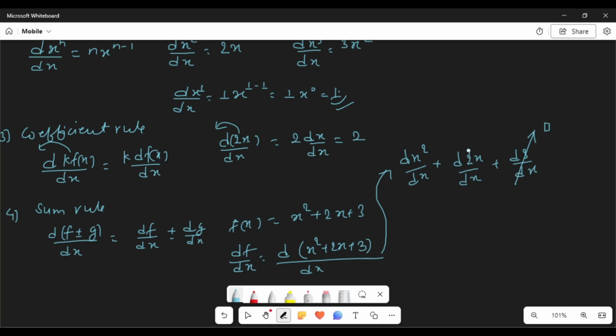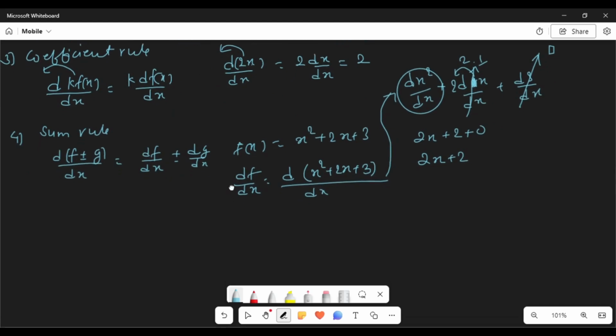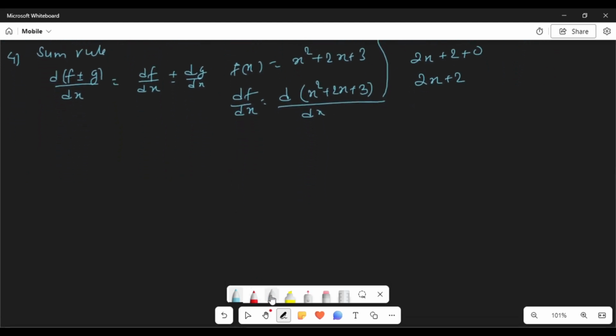This coefficient 2 can come out. It will be dx by dx, which is 1. So it is 1 times 2. And the derivative of x squared is 2x. So 2x plus 2 plus 0. This is 2x plus 2. So by combining all these rules, we can find derivatives easily. So we have to learn these rules. We have to get a hold of these rules. The fifth one is the product rule.